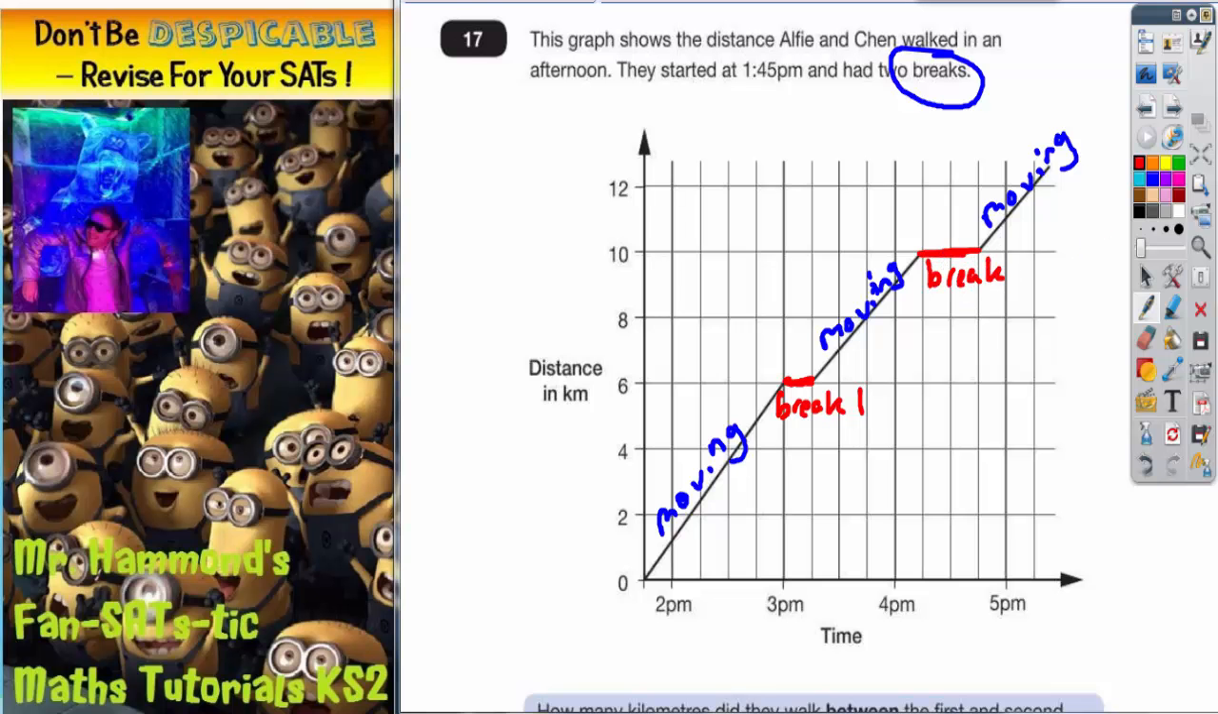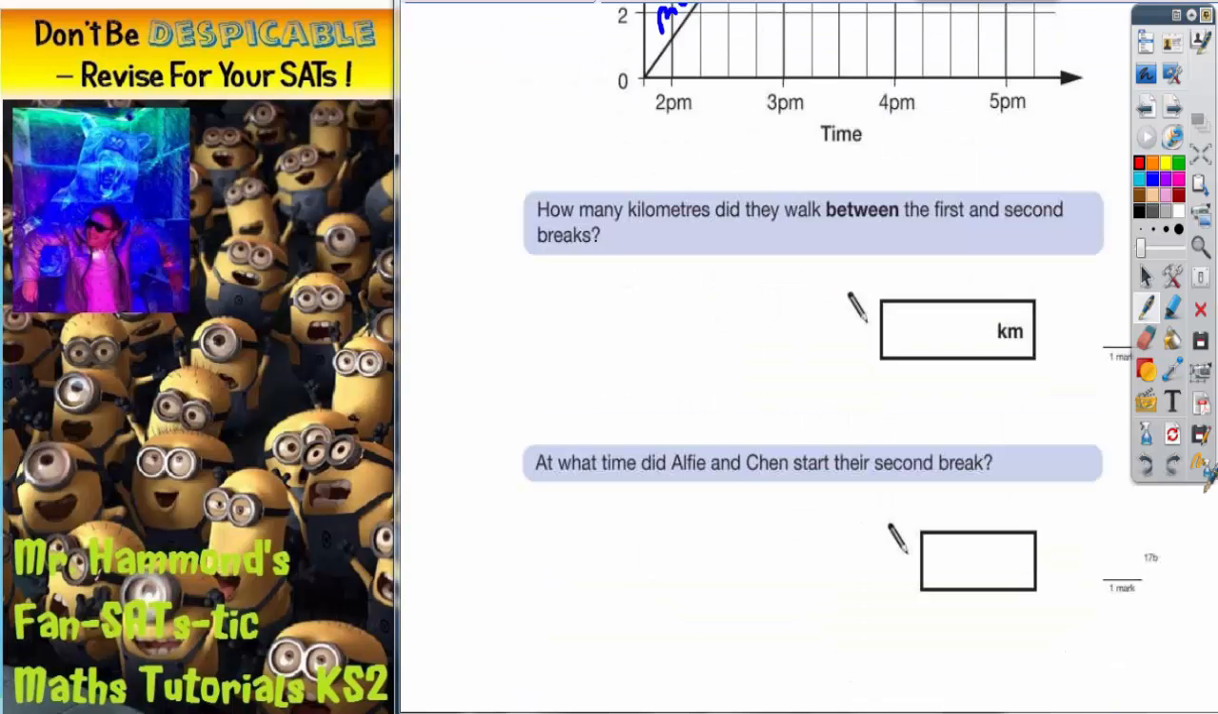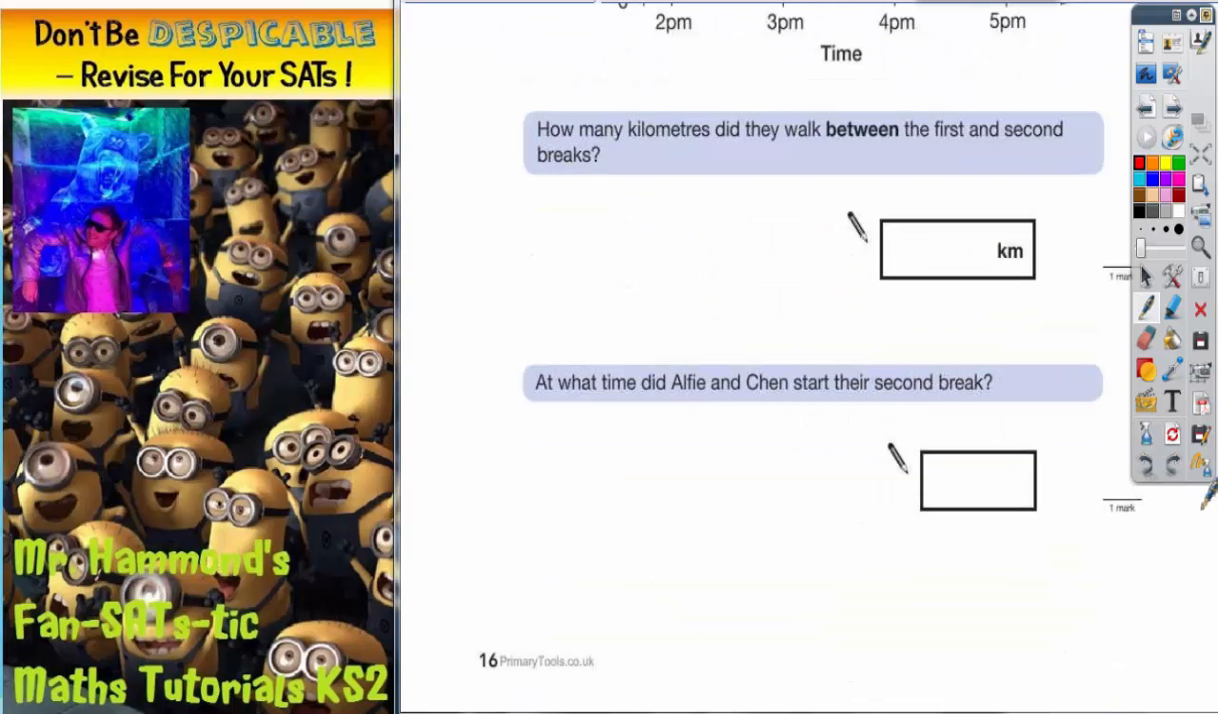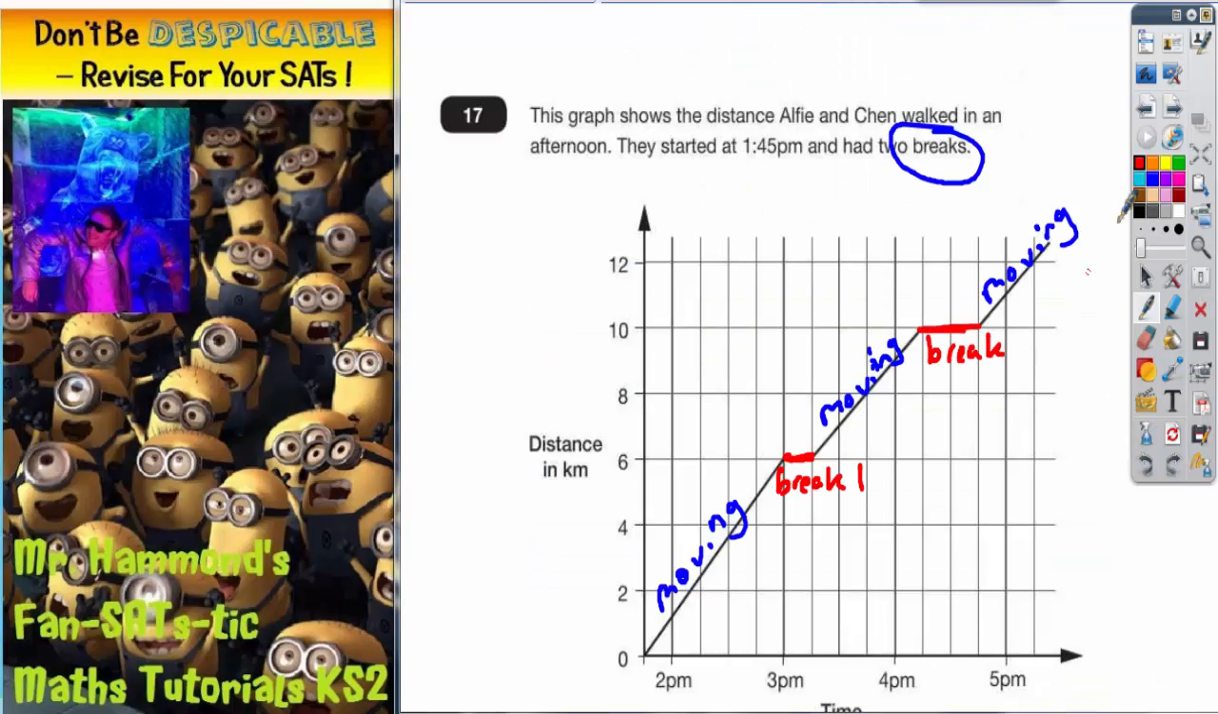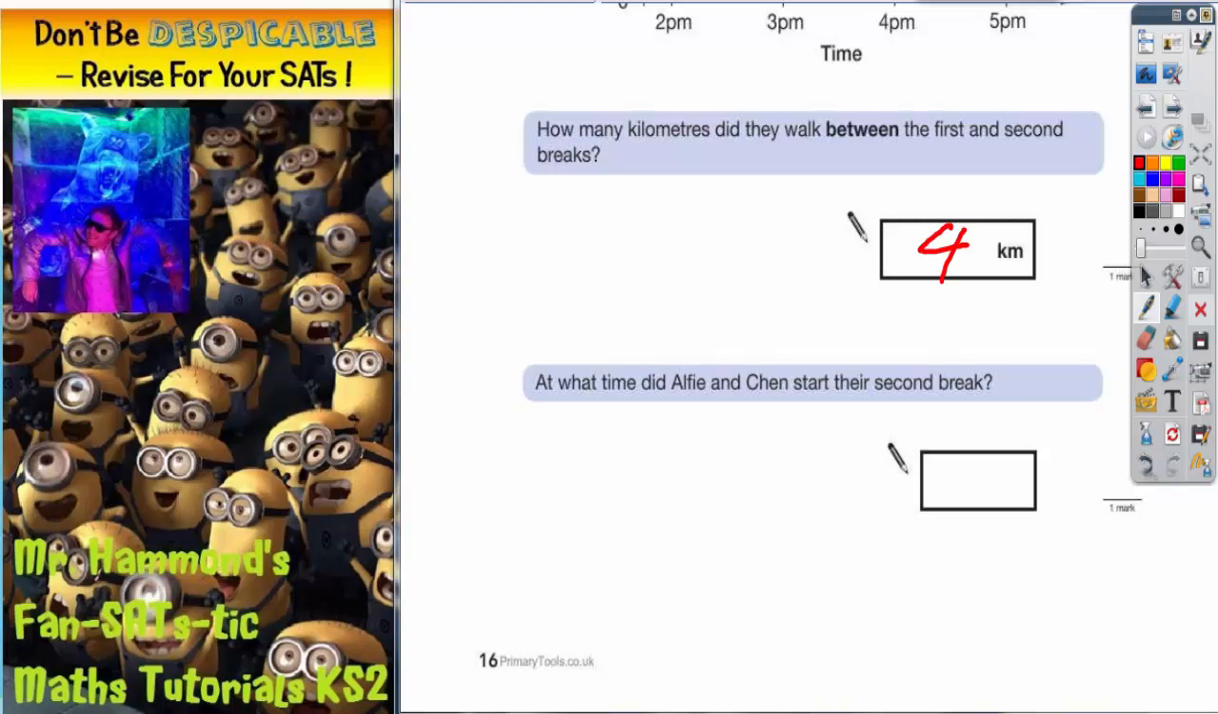Now, once we understand what's going on in the graph, we can answer the questions easily. It says, how many kilometres did they walk between the first and second breaks? Okay, so break number 1, if I follow it along, is actually level with 6. And break number 2, if I follow it along, is actually level with 10. So how many kilometres did they walk between 6 and 10? Well, that has got to be 4 kilometres. That's the gap between 6 and 10, so the first answer has to be 4 kilometres.